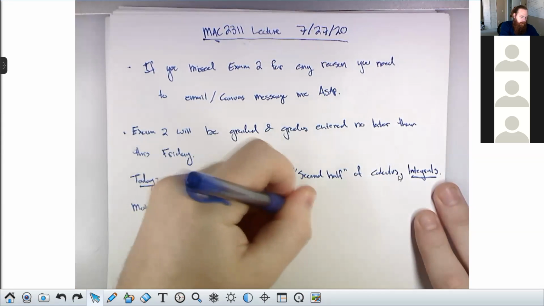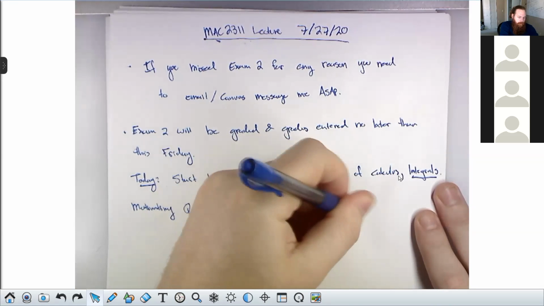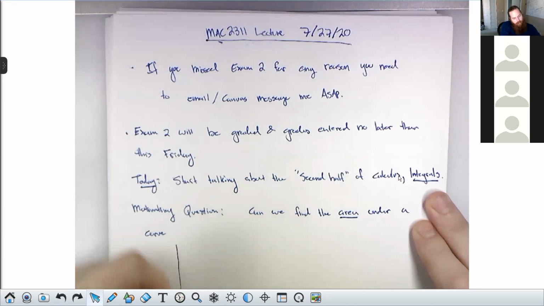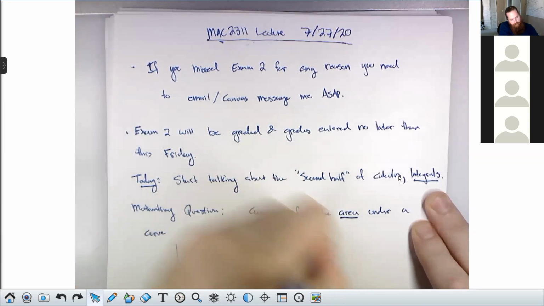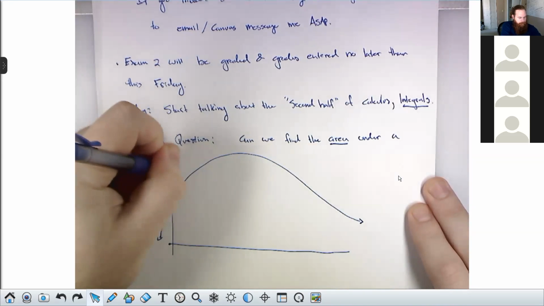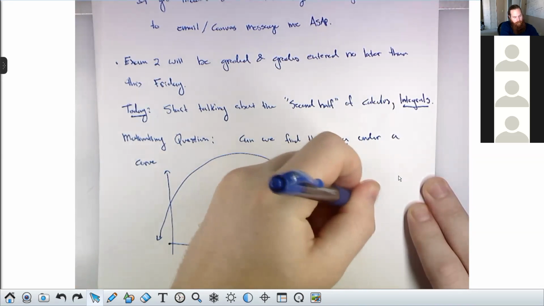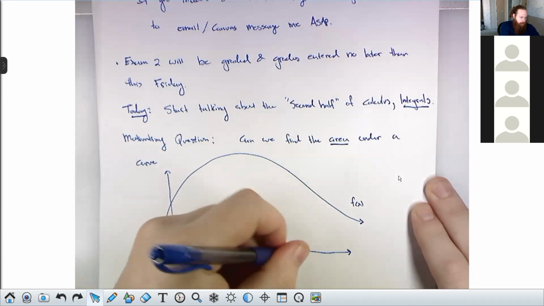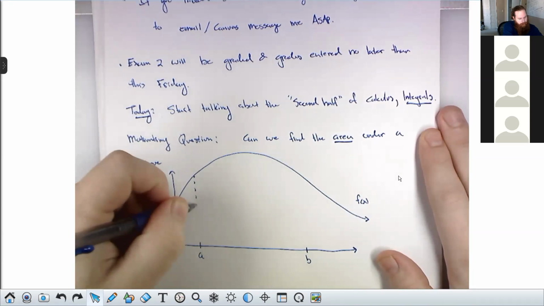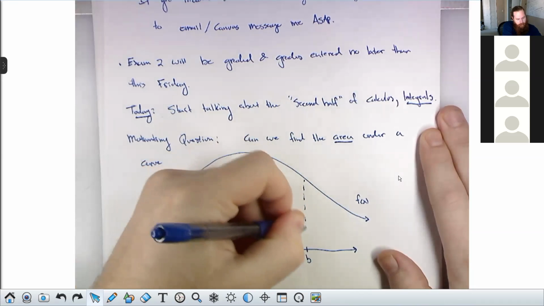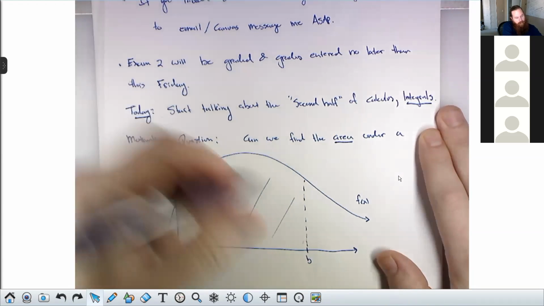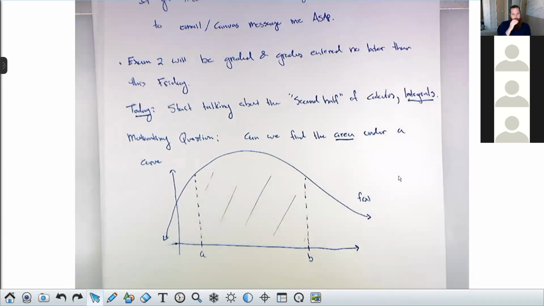Can we find the area under a curve? So I have some function here, and I give myself two numbers, A and B. And I want to know, is there any way to come up with a formula for the area bounded by this curve and the x-axis? Is there any clean way to come up with a formula for that area?